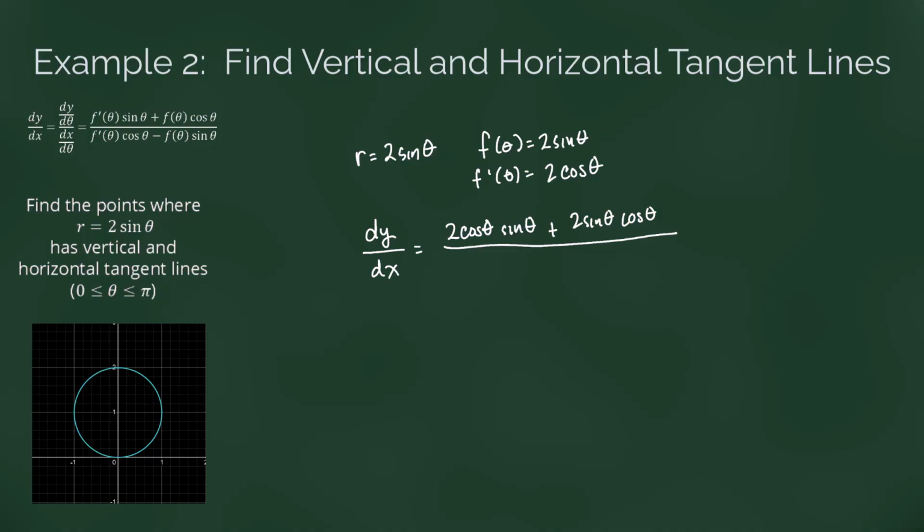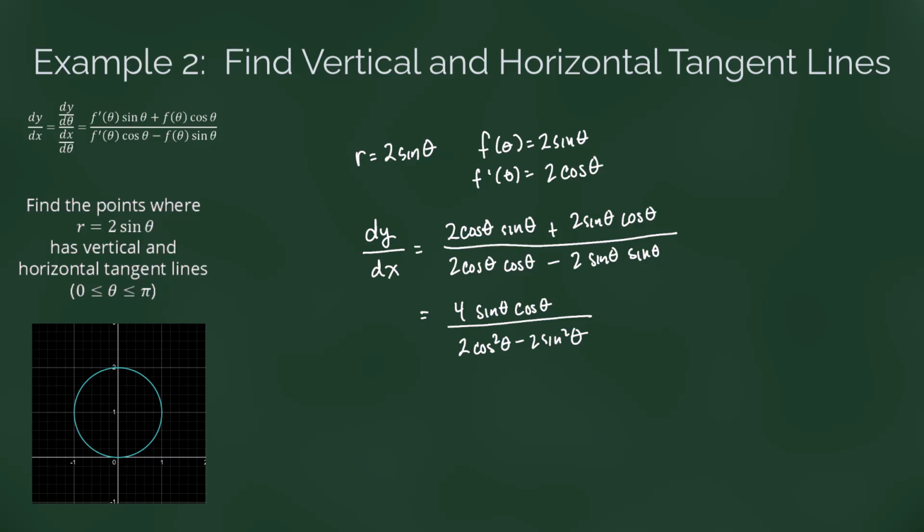And then in the denominator, we get f prime of theta, that's 2 cosine theta, times cosine of theta, minus f of theta, 2 sine theta, times the sine of theta. So if we clean that up, we get 4 times the sine of theta cosine theta over 2 cosine squared theta minus 2 sine squared theta.